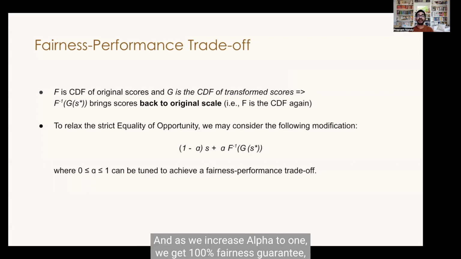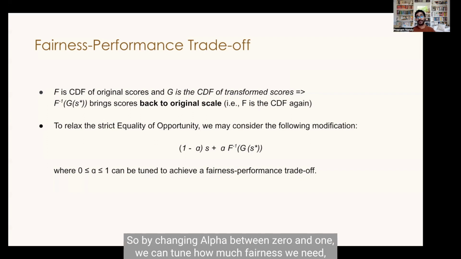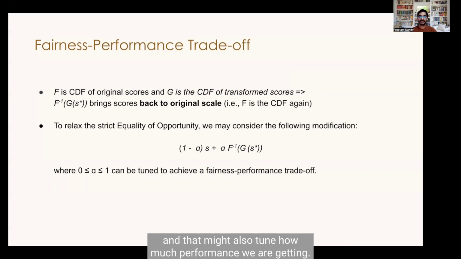And as we increase alpha to 1, we get a 100% fairness guarantee. And as we decrease alpha to 0, we are back to the original scores. So by changing alpha between 0 and 1, we can tune how much fairness we need, and that might also tune how much performance we are getting.